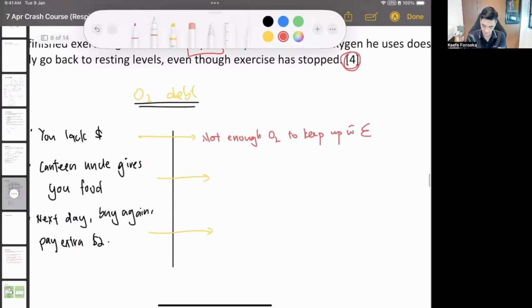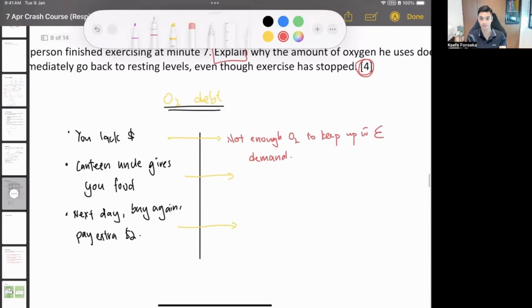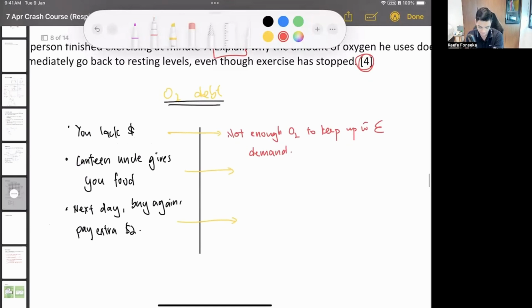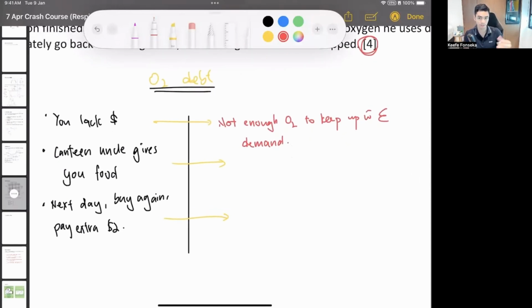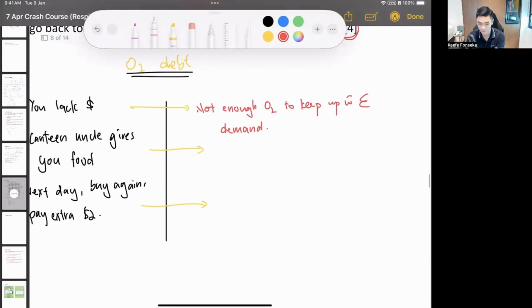So when we're exercising really hard, the energy demand is very high, right? And we need oxygen for aerobic respiration to release energy. If you don't have enough oxygen, then you're owing your body oxygen, right? Okay, so the canteen uncle, even though you owe him money, like you didn't have enough money to pay, he still gives you. And then he says, okay, next time you pay me back. So your body also is like the canteen uncle. The body will still generate the energy for you, even though you didn't pay with oxygen.